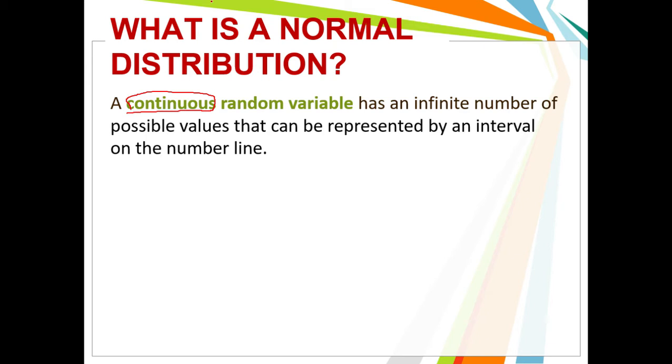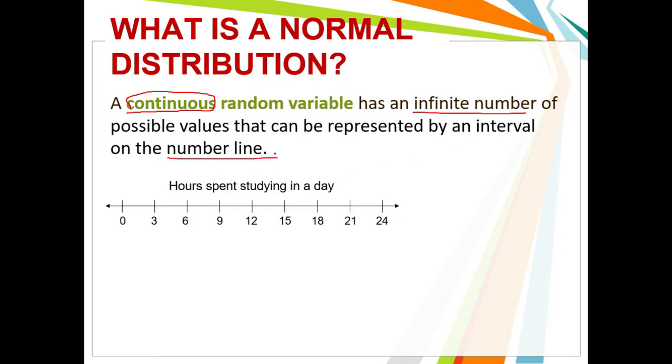Kaya nga sa definition, we have here an infinite number. Okay? So, anong ibig sabihin ng infinite? So, any value yan. So, infinite number, whether negative or positive. So, ibig sabihin yung ating continuous random variable is any number whether negative or positive, basta andun siya sa ating infinite na interval or ating number line.